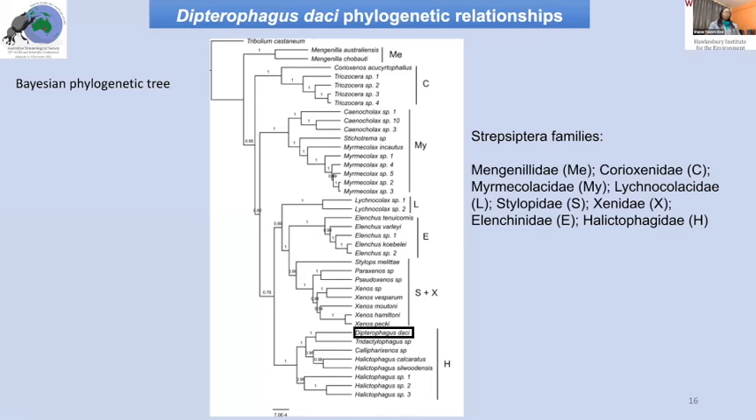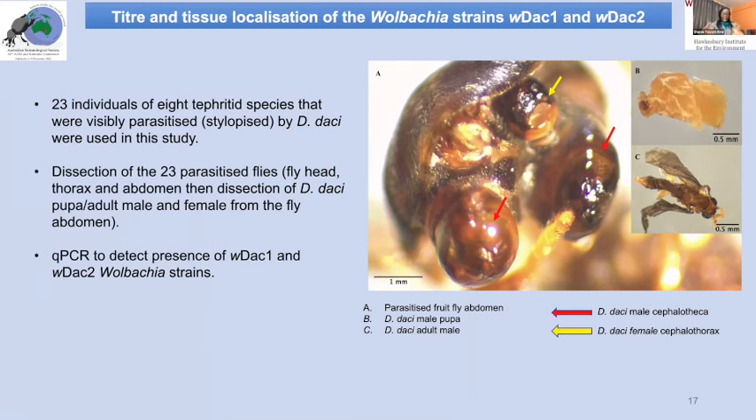So moving along, we also wanted to know, yes, we have Strepsiptera in our samples, what is their titer? And we wanted to also see the tissue localization of the two Wolbachia, now designated as WDC1 and WDC2. To do this, we used 23 individuals of 8 tephritids that were visibly parasitized, or we can call them stylopized at this point, by DDC. So we performed dissection followed by qPCR to detect the presence of both WDC1 and WDC2.